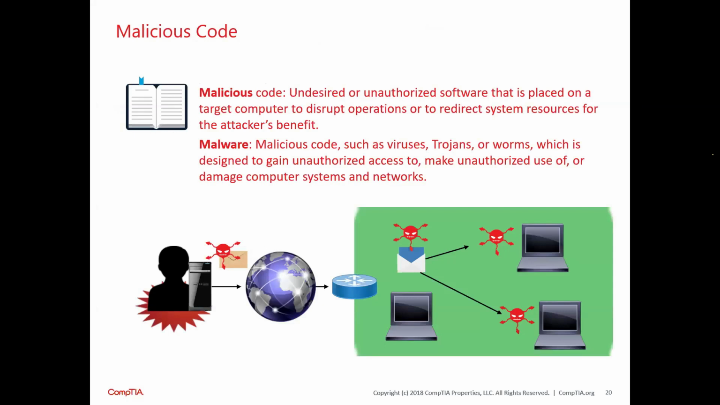Malicious code is undesired or unauthorized software that is placed on a target computer to disrupt operation or to redirect system resources for the attacker's benefit. And out of that, we can actually have malware, which is also malicious code, such as viruses, trojans, or worms, or even something else like adware, which is designed to gain unauthorized access to, make unauthorized use of, or even damage computer systems and networks.